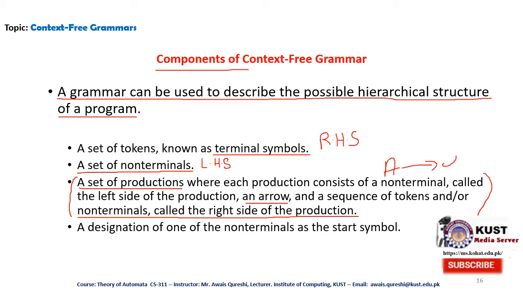Arrow, and then alpha. So here is a non-terminal, and alpha is a terminal or a non-terminal, and this is an arrow. And this whole is called a production rule. Our designation of one or more non-terminals as a start symbol. So we can say that a non-terminal is a start symbol as well.